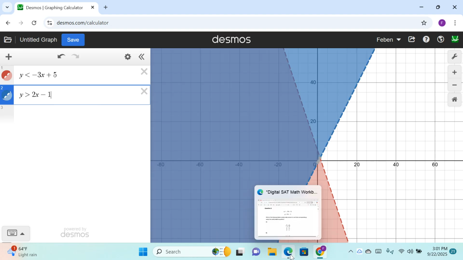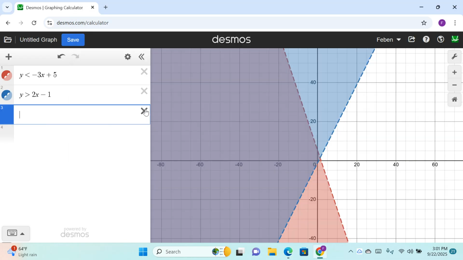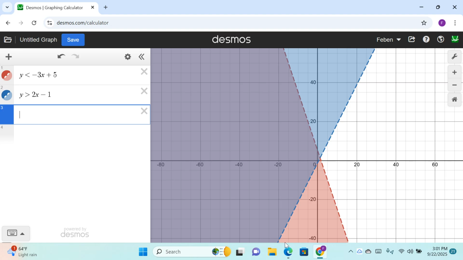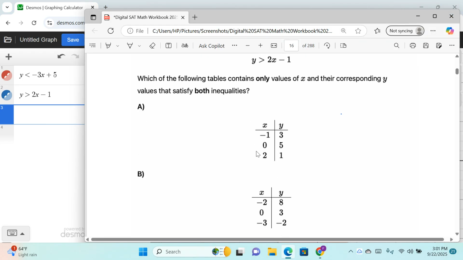So let us check our inequalities: y less than negative 3x plus 5 and y greater than 2x minus 1. Here is our graph, and this is the intersection. Now we check each option by using their corresponding values of x and y.